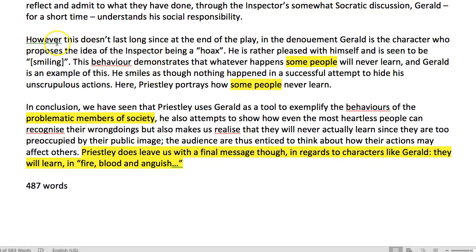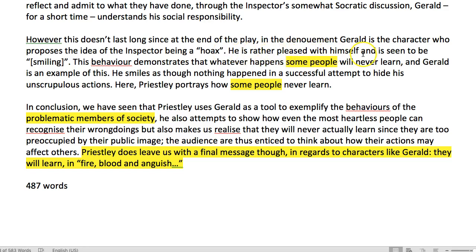Okay, however, this doesn't last long, since at the end of the play, in the denouement, Gerald is the character who proposes the idea of the inspector being a hoax. This is a very good link here, and you're looking at Gerald from an alternative perspective. Again, an A and A-star skill.